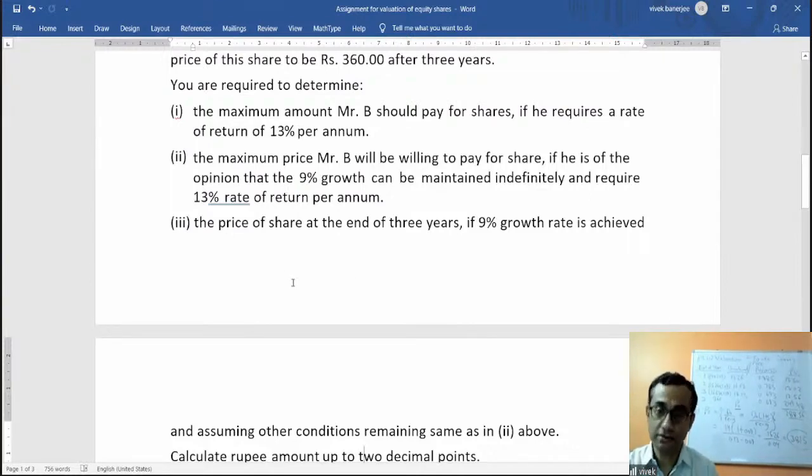I hope you have understood that all the conditions are the same. That is, it is assuming that the growth rate of 9% will be maintained indefinitely, and you have to calculate price at the end of 3 years or the beginning of the 4th year, which is P3. So you have to calculate P3 in this case. Now let us solve it. I will stop sharing it.